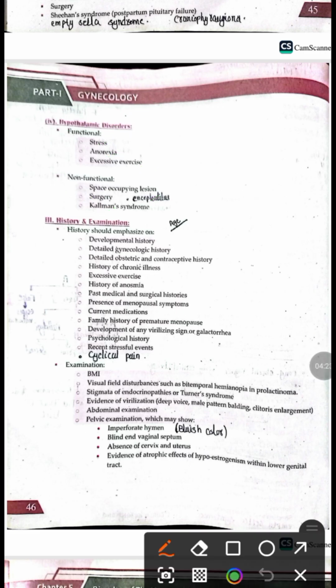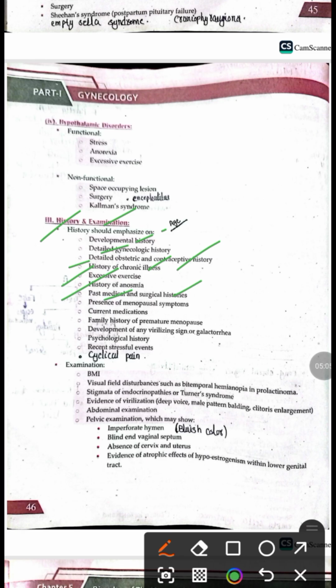Now let's talk about the evaluation of a patient with amenorrhea. First of all, we will take a history and then do an examination. In the history, ask about the age of the patient and the developmental history, and take a detailed gynecological history and a detailed obstetrical history. Also ask about contraceptive history and any history of chronic disease the patient has. Also ask whether the patient has a history of chronic or excessive exercise, any history of anosmia, and any significant past medical or surgical history.